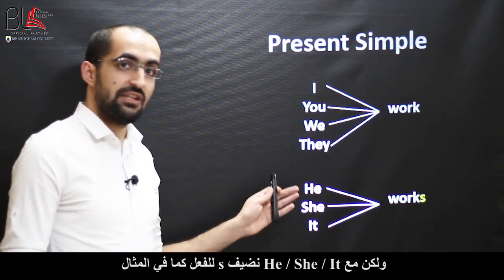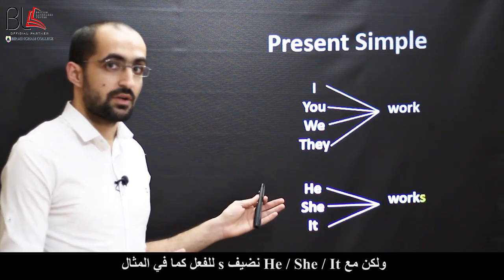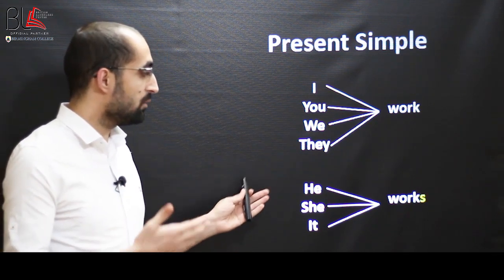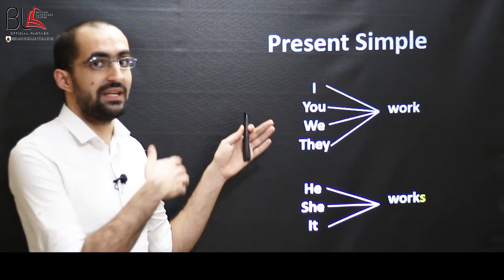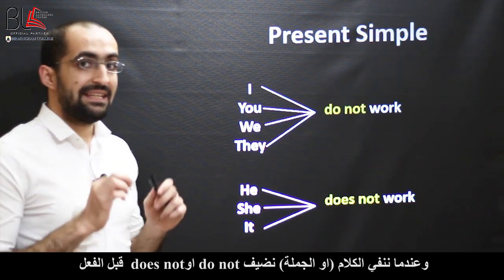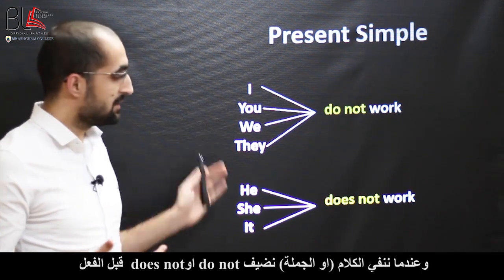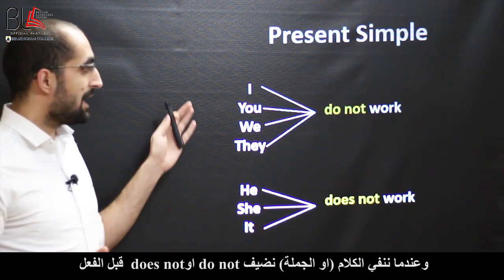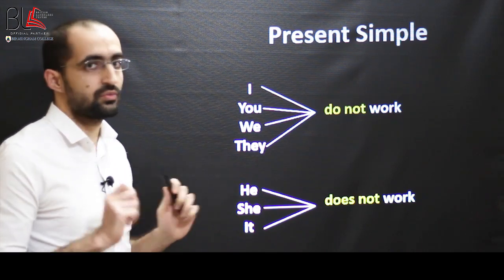But with he, she, it, we say he works, she works, and it works. We add an S to the verb, just like Sally works, Jack works. But with I, you, we, they, we don't add anything to the verb. And when we negate a sentence, we simply add do not or does not before the verb. So, for example, I do not work, you do not work, we do not work, they do not work.